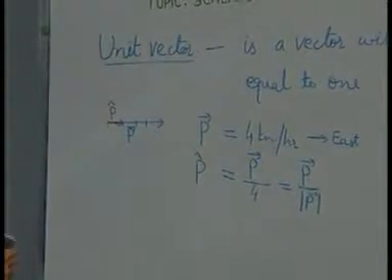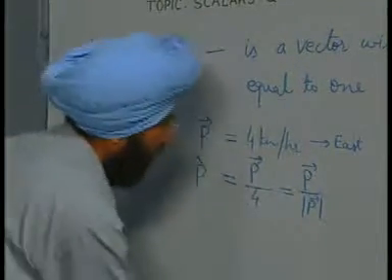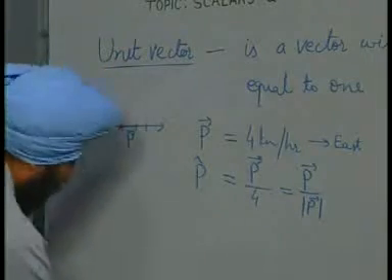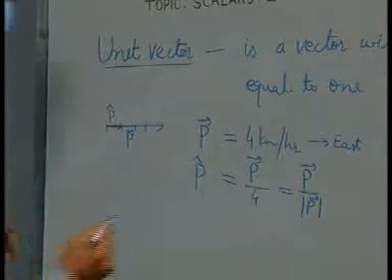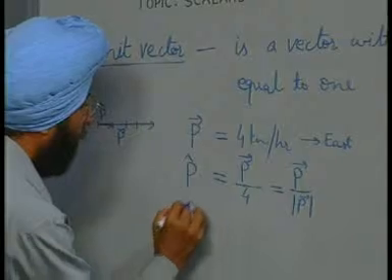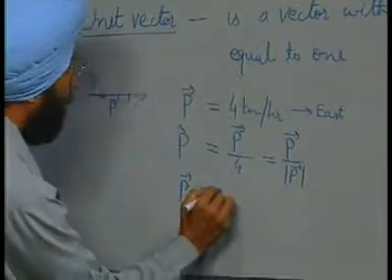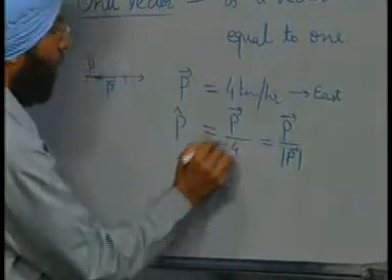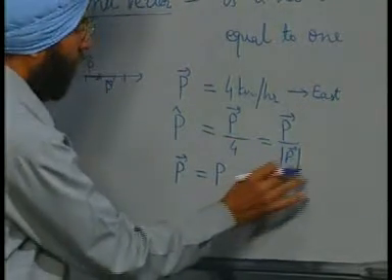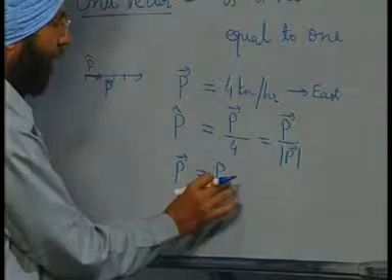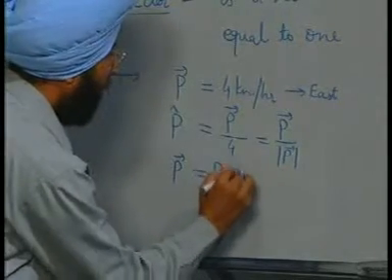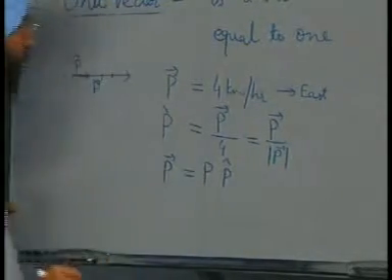So, we have P vector is equal to magnitude of P, which we can represent by a simple letter, multiplied with P unit vector.